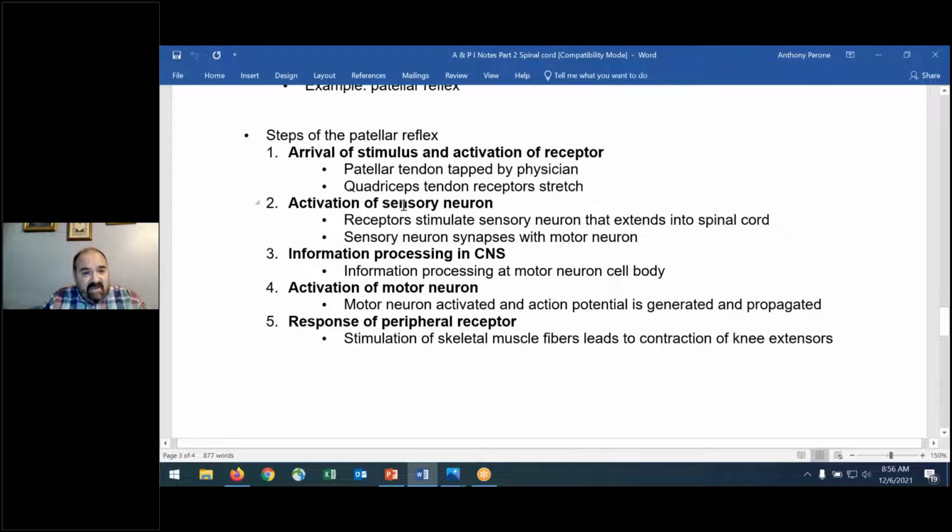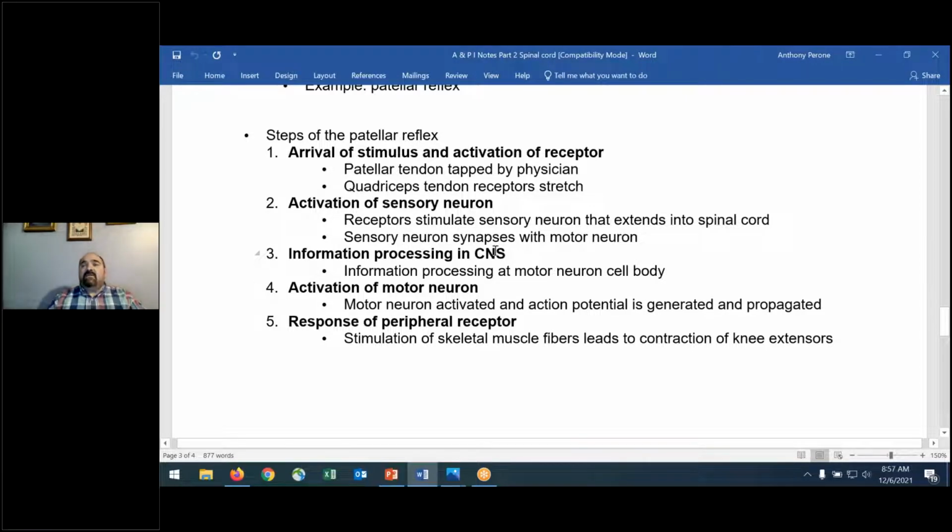So that signal carries via the sensory neuron to what? To the dorsal root, right? And to the dorsal horn of the spinal cord. It's that posterior aspect of the cord, the dorsal region, that is activated and sent information. That's the sensory input. Then processing takes place within the central nervous system.